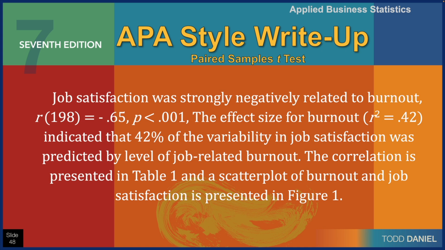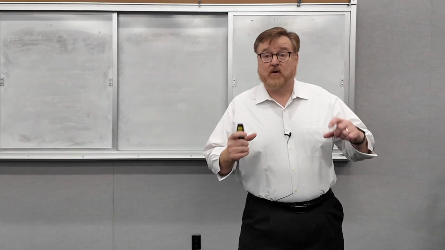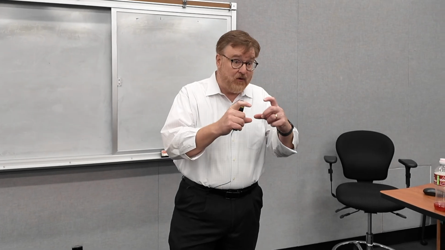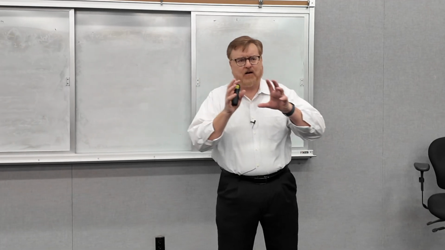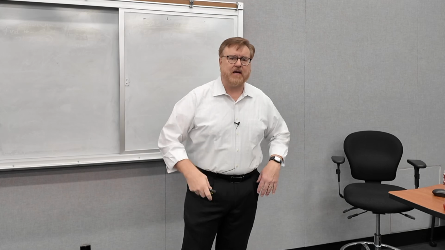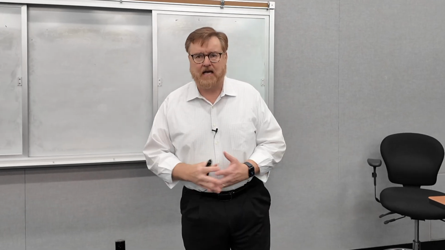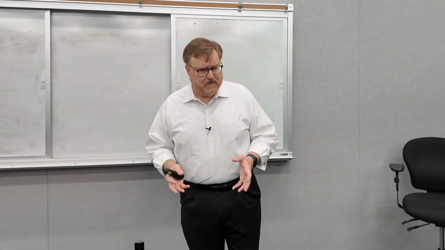This correlation is presented in Table 1. And a scatter plot of burnout and job satisfaction is presented in Figure 1. And at this point, as you were doing your write-up, you would format the table of your correlation matrix, and then you copy and paste that scatter plot and call that Figure 1 in your write-up. All of that information together gives you the full APA style write-up. Those are the fundamentals. That's what you need to know about correlation.